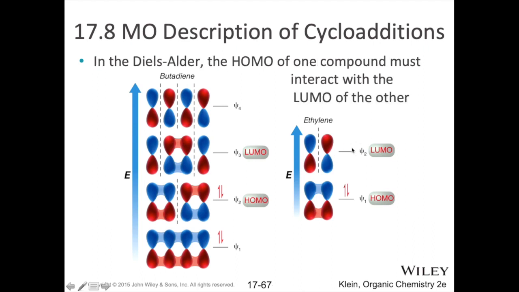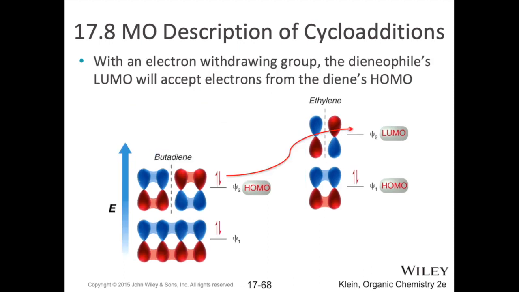It's unoccupied. Okay, when we have our Diels-Alder reaction, the LUMO of one of our compounds must interact with the LUMO of the other. Those electrons in the HOMO get donated into the LUMO of the other molecule. Okay, so we can see that here. So again, ignore the unoccupied orbitals on our butadiene. Look at the occupied ones.